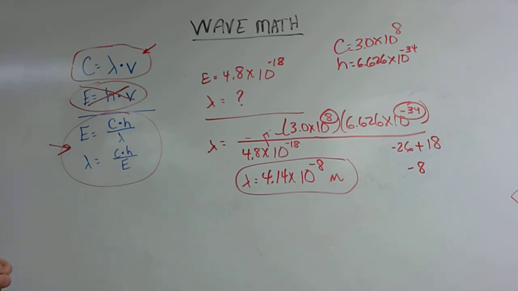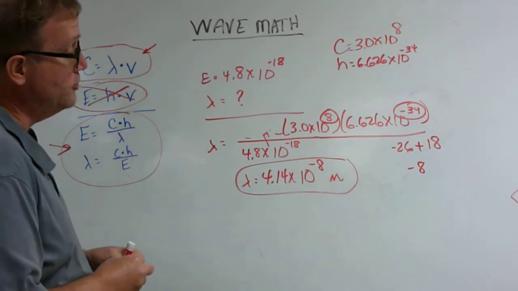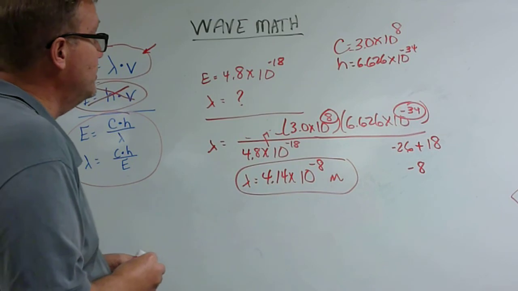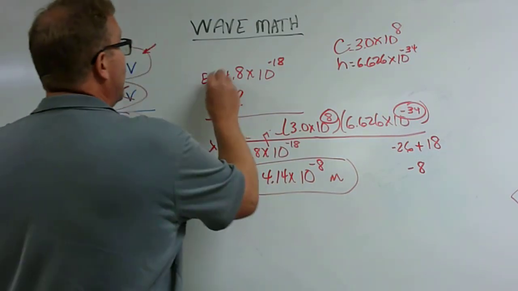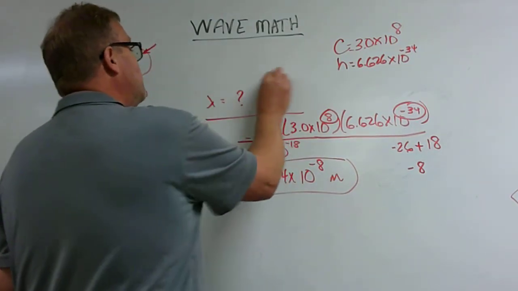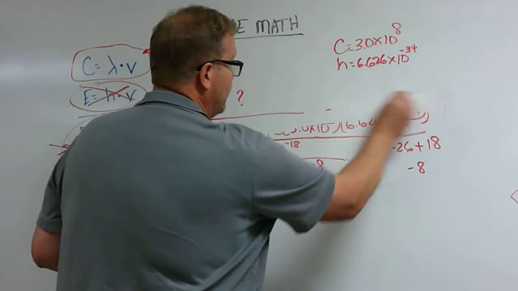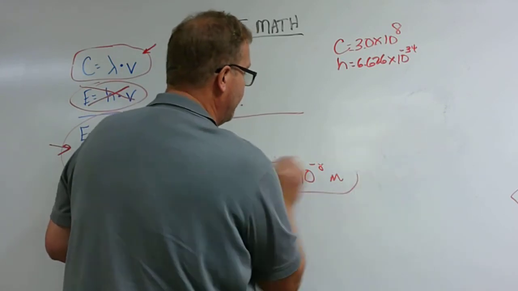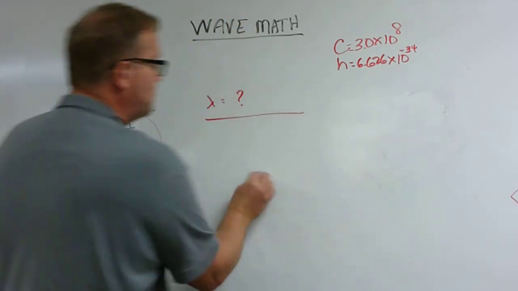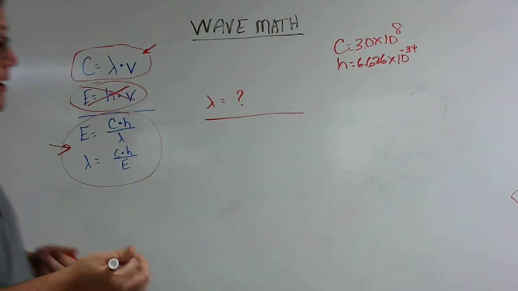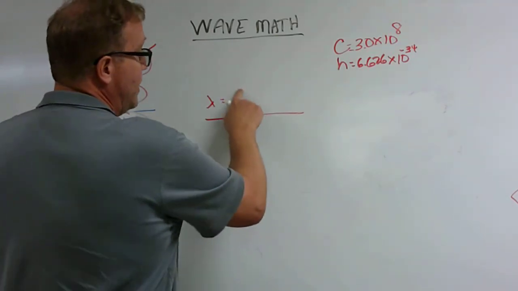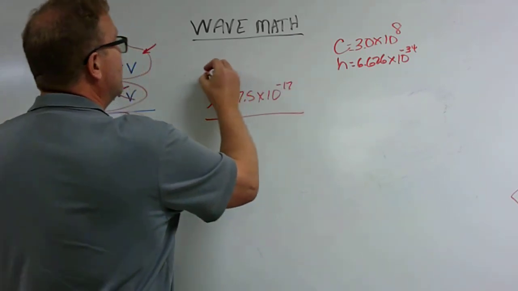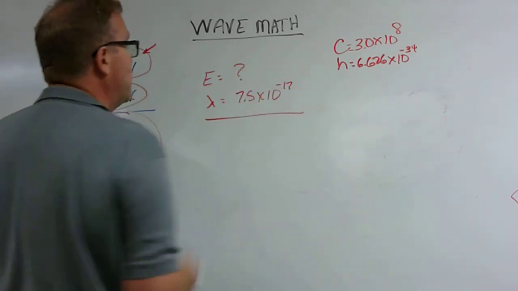Let's say I want to flip it around and actually find the energy. Well, if I do want to find the energy, then I would be changing this one out. The nice part about this thing is that again, I'm using my constants. So let's say that I actually have a wavelength, which is now 7.5 times 10 to the negative 17, and let's say I'm finding my energy.